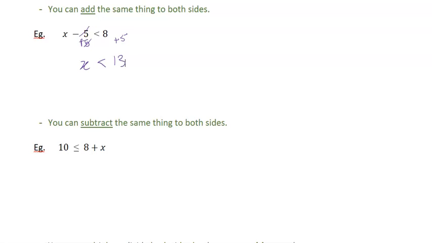You can also subtract the same thing to both sides. So here we've got the 8 on this side. We want to subtract it off in order to cancel it off. So you end up with 2. So x is greater than or equal to 2 in this case.